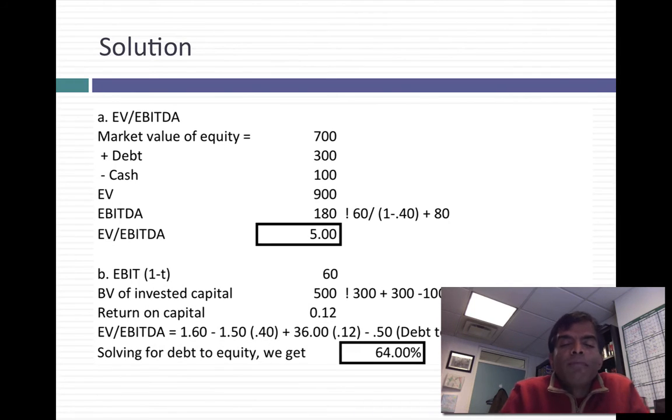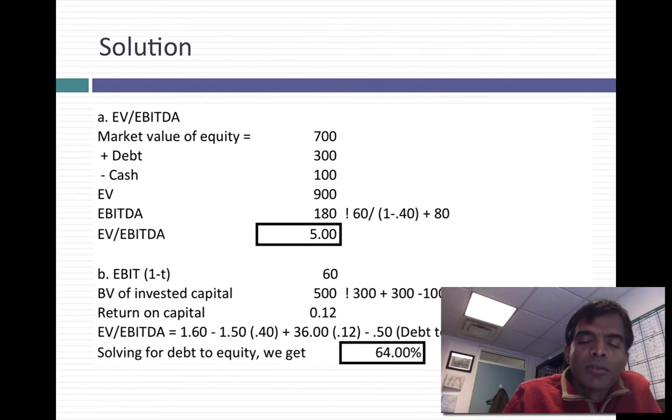For part A, I'm just asking for the current EV to EBITDA. So I take the market value of equity plus debt minus cash. That's my enterprise value. The EBITDA is a little tricky. I mean, it's not really tricky, because I've given you the operating income after taxes is 60 million. Because the tax rate is 40%, that means your EBIT must have been 100. Then you add back the depreciation of 80 million, you get 180 million. So you divide 900 by 180, your EV to EBITDA for this company right now is 5.